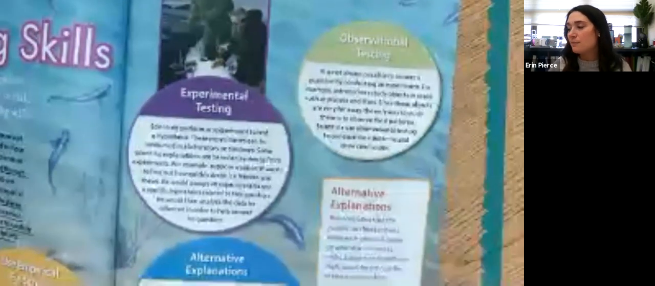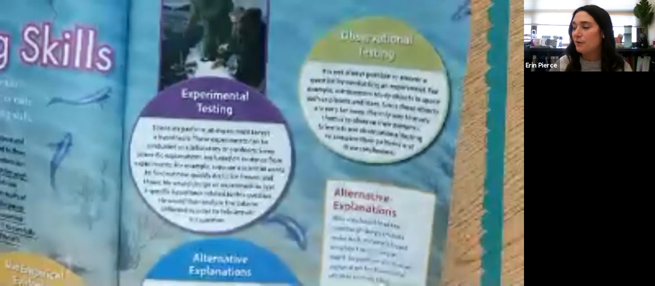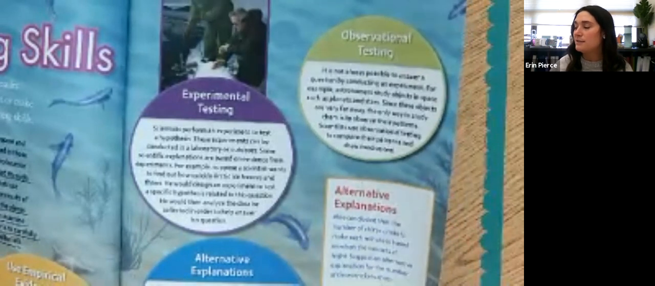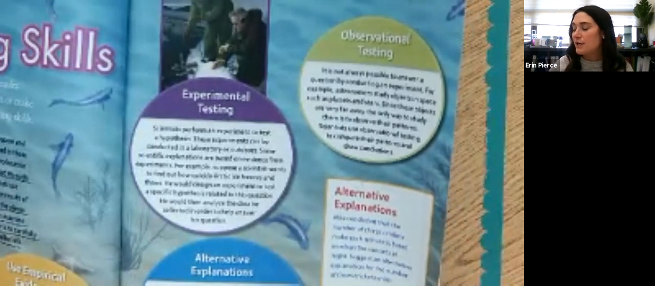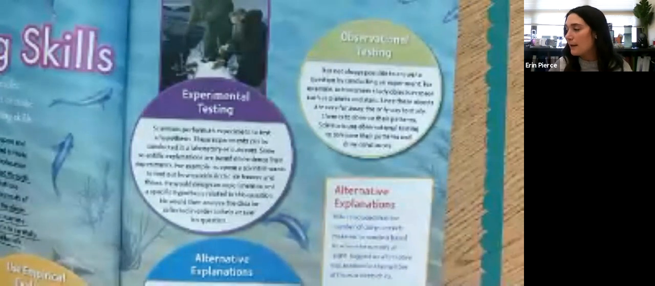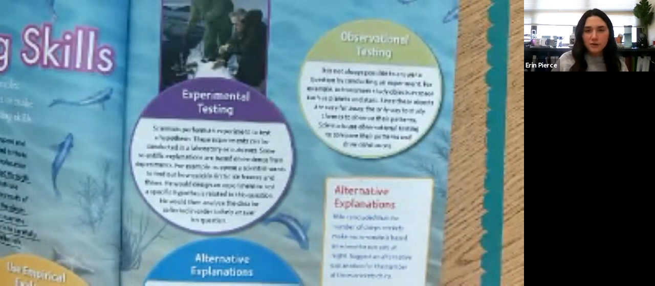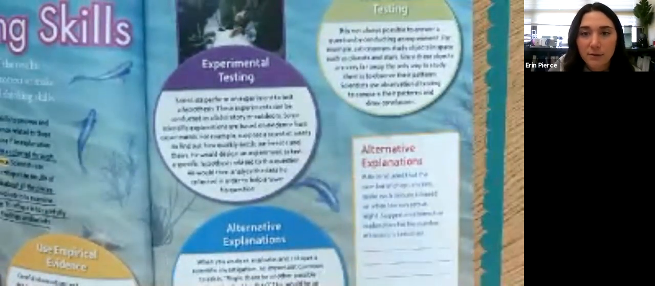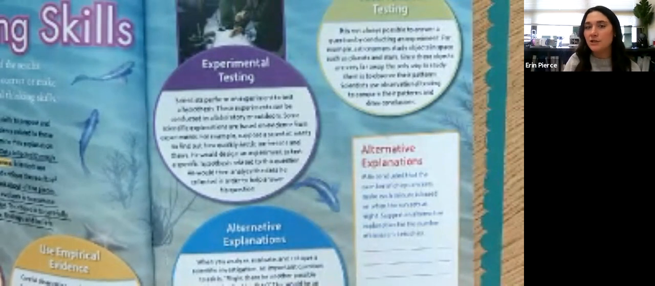Alternative explanations. Milo concluded that the number of chirps crickets make each minute is based on when the sun sets at night. Suggest an alternative explanation for the number of times crickets chirp. So basically, do you think that a cricket chirps because the sun is setting at night? What do you think another explanation could be for why a cricket is chirping?